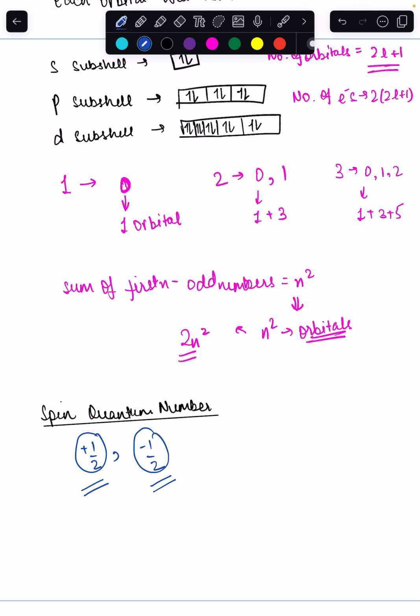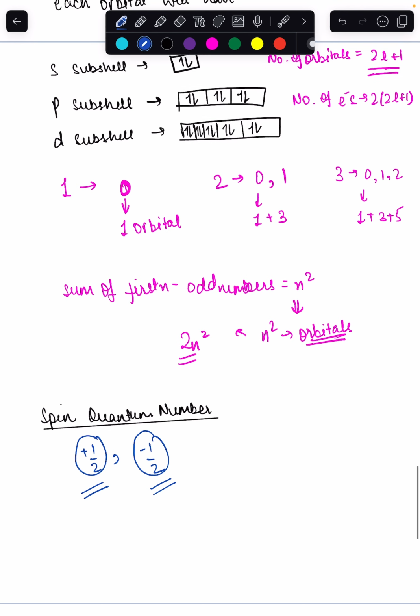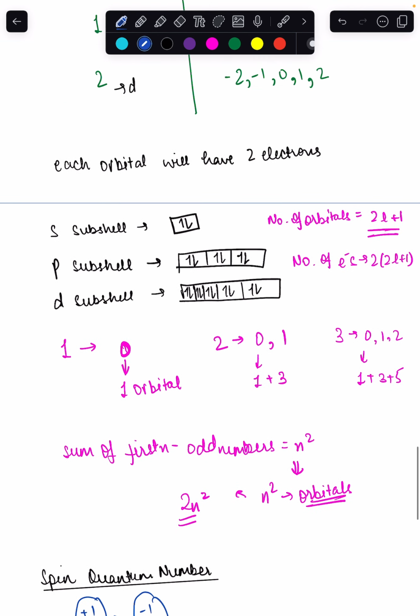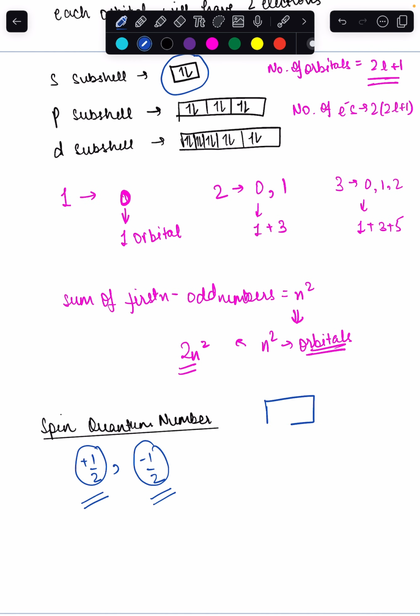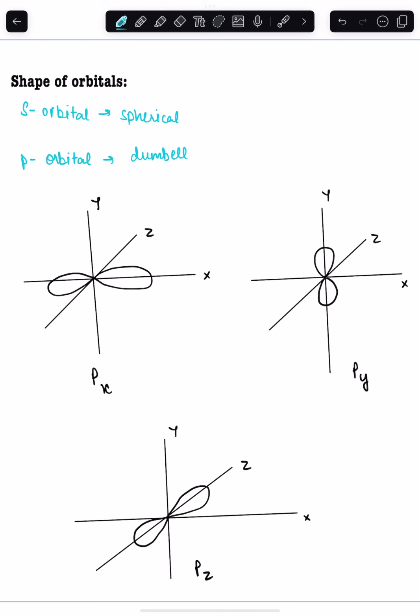So the spin quantum number is of two types, and you see, whenever I put an electron in an orbital, I have done this many times. I put two electrons like this. Why do I put one upright and one downright? I do this to demonstrate that they have opposite spins. One has plus half and one has minus half. Alright.